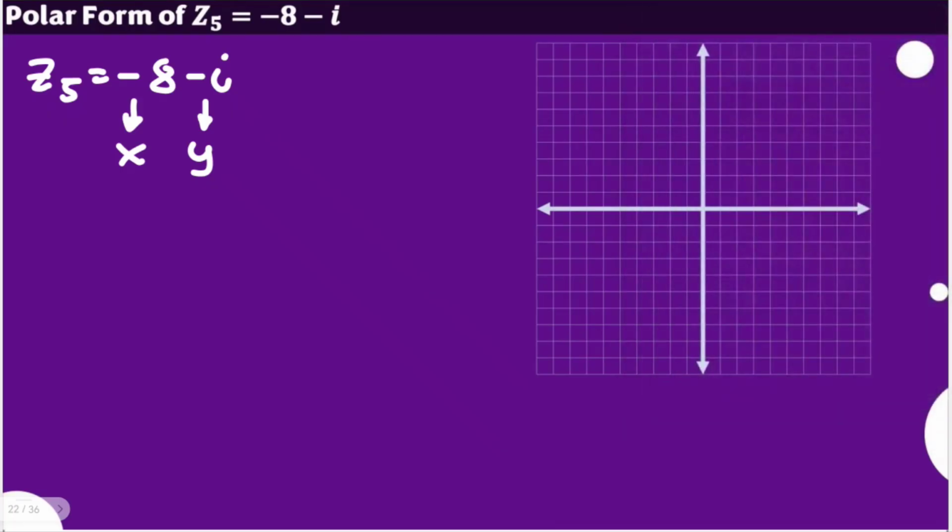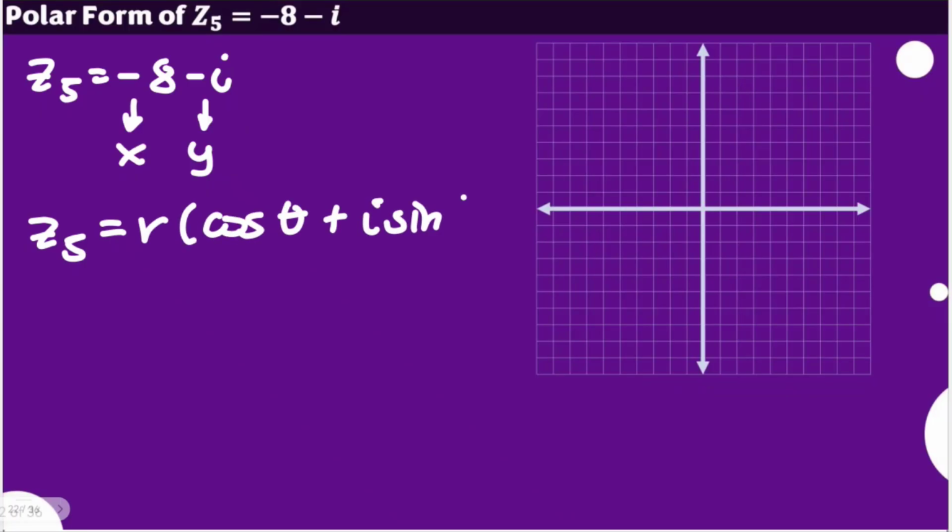Because if we're going to talk about the polar form, it's actually in this manner. Our given complex number, z sub 5 in this case, is equal to r times cosine theta plus i sine theta. The theta is the angle formed from the initial side, just like in a unit circle, until the point of existence for our complex number, and our r is called the modulus of our complex number.